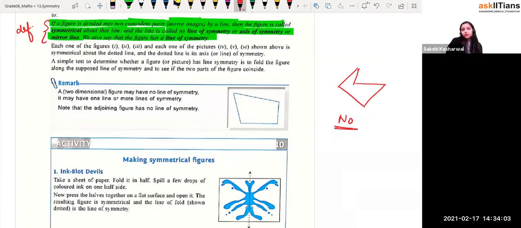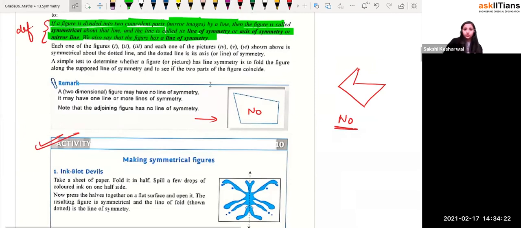Similarly, over here it says that two dimensional figures may have no lines of symmetry. It may have one line of symmetry or more lines of symmetry. Note that the adjoining figure has no lines of symmetry, right? You cannot divide it.